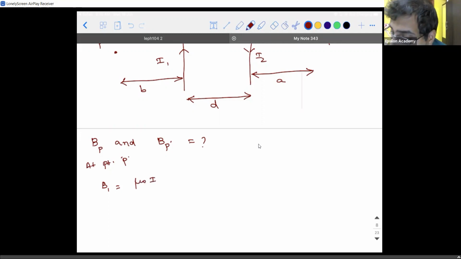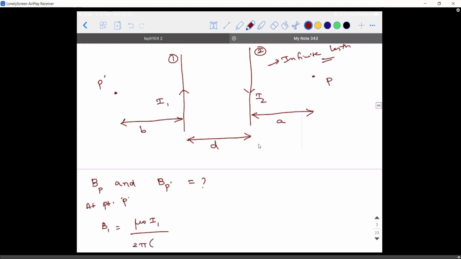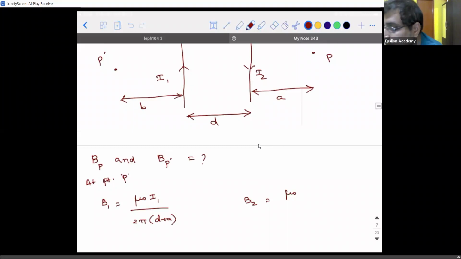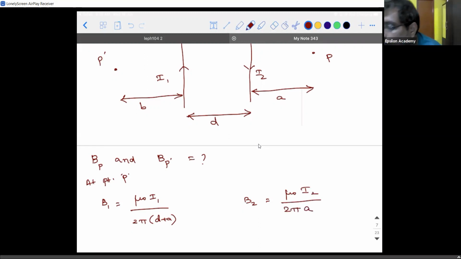Mu naught I1, because current is I1, divided by 2 pi into D plus A. Very good. I'm just showing the way I solve the problem. First, I always try to take the scalar part, then I will think of the vector. So mu naught I2 divided by 2 pi into A. It's not the same thing.